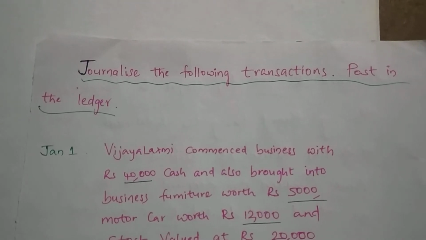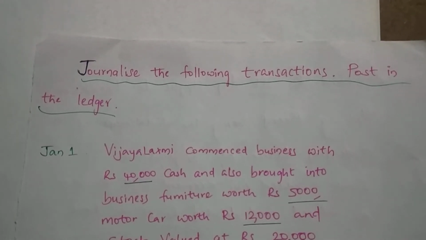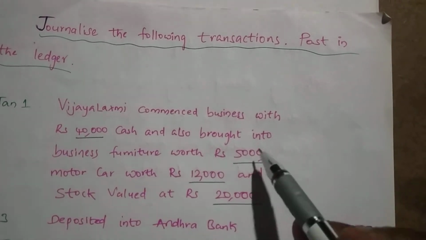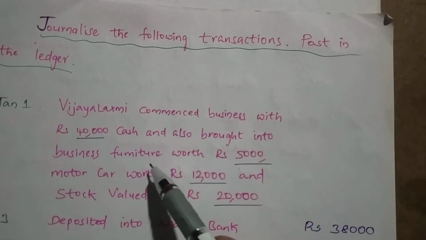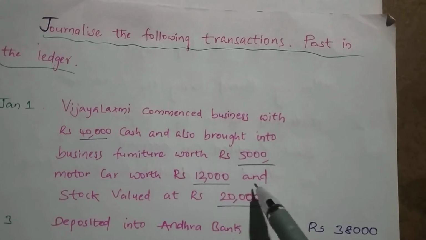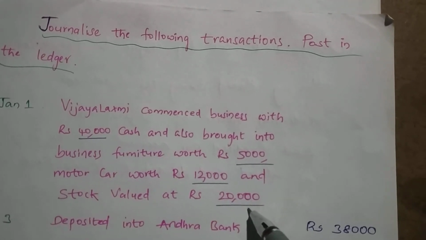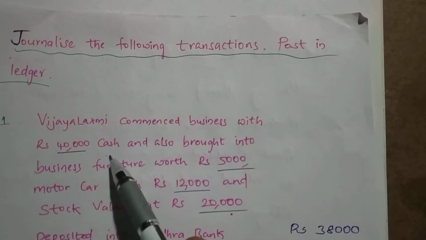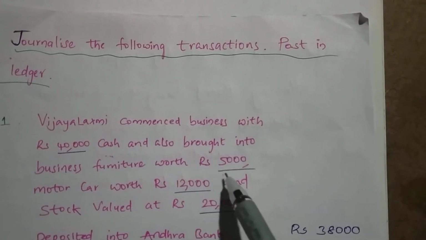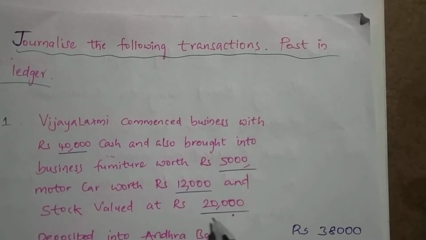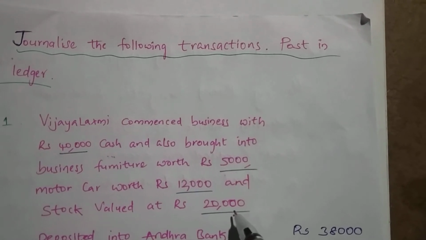On January 1st, first transaction: Vijayalakshmi commenced business with rupees 40,000 cash and also brought into business furniture worth rupees 5,000, a motor car worth rupees 12,000 and stock valued at rupees 20,000. So what do you think?